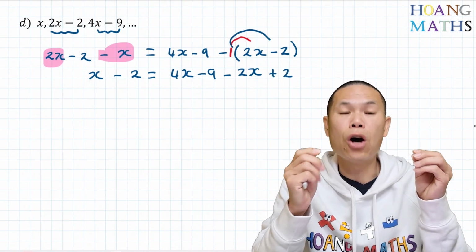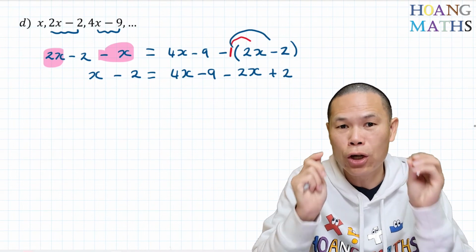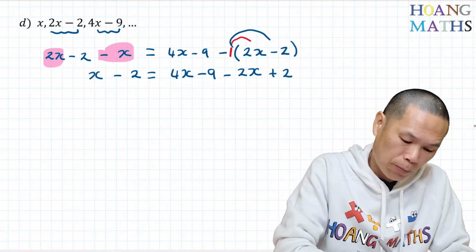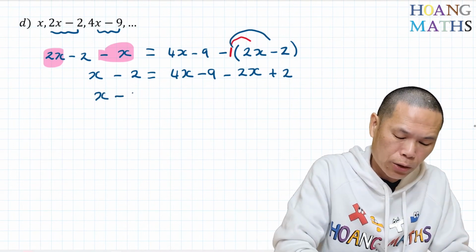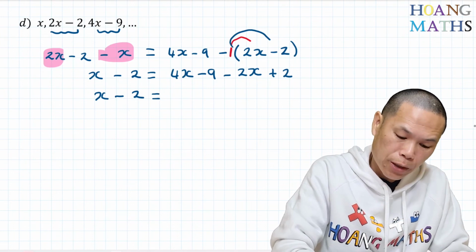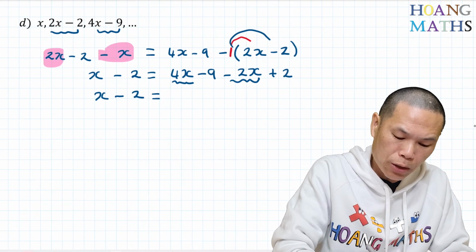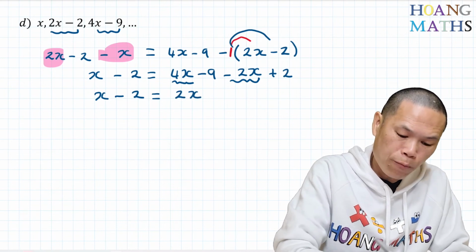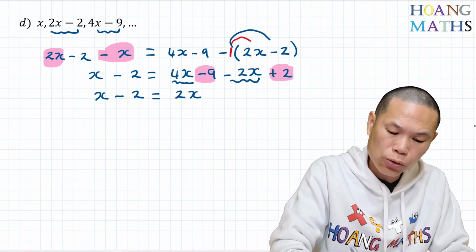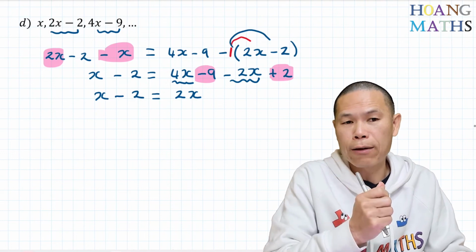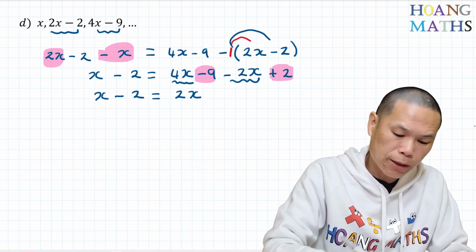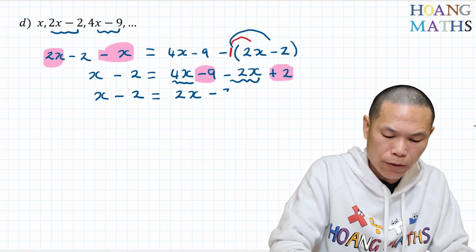So there you go. On the right hand side, I just collect the like terms first. On this side here, I just put minus 2. That will give me 4x minus 2x, which gives me 2x. And we have negative 9 plus 2. You can simply put that on a calculator if you like. It will give us negative 7, or minus 7 if you like.